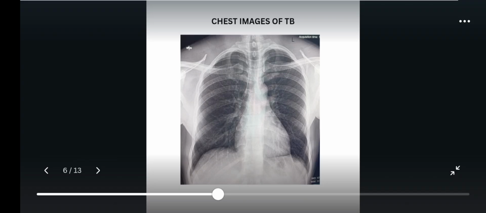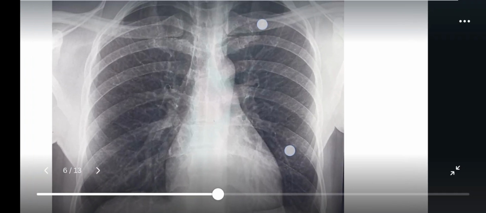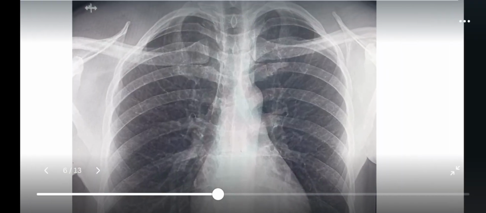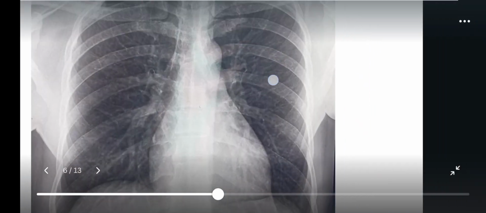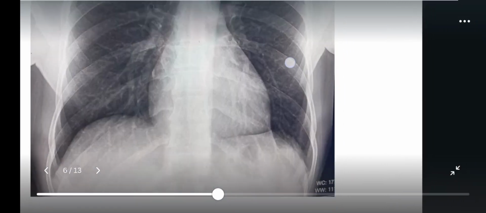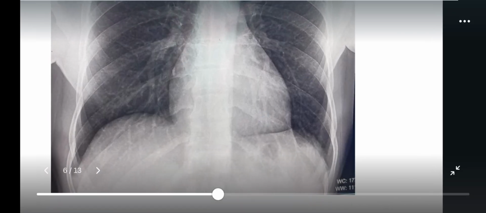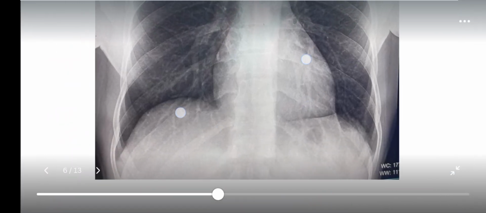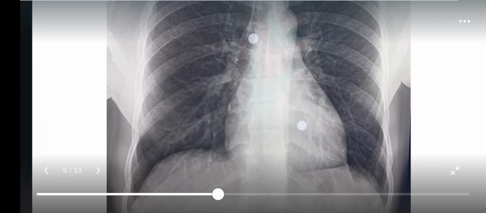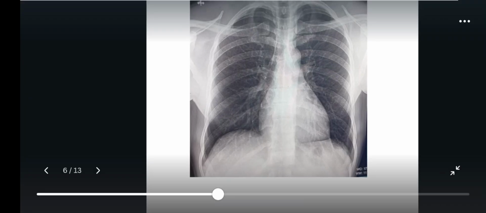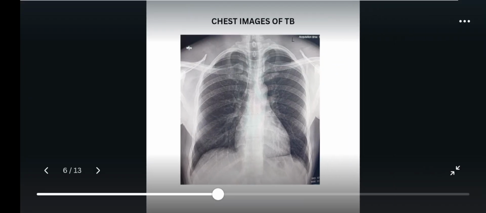So let's look at chest images of TB. Of course, this is a normal chest X-ray. There is nothing abnormal in this chest X-ray. The lung fields are clear. The spine and the ribs are clear. There is no abnormal opacity you will see in this chest X-ray. It is a normal X-ray. So this could also be a sign, as I've stated before, of TB. With this kind of X-ray, you cannot say that the patient does not have TB.